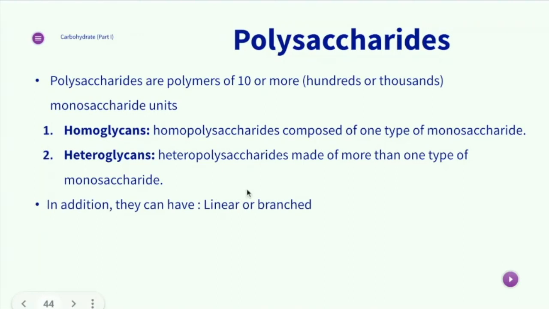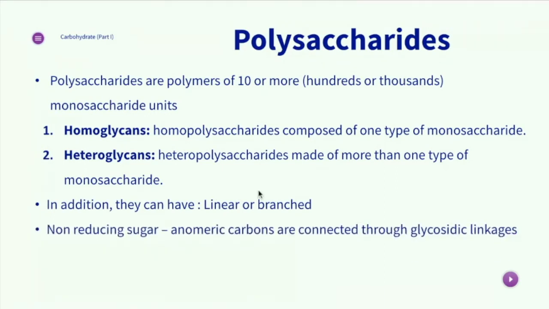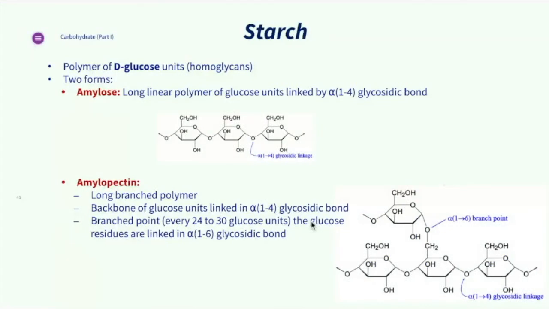Okay, it can have a linear or branched chain, and it also belongs to the non-sugar, non-reducing sugars, because no anomeric carbons are connected through glycosidic linkage. There is no free anomeric carbon to be oxidized.